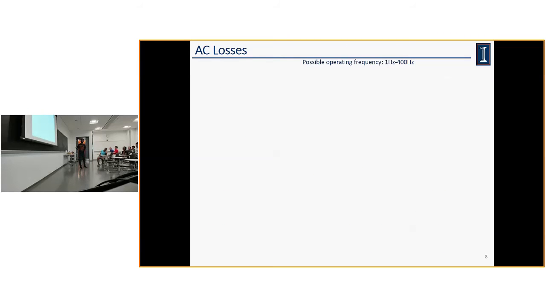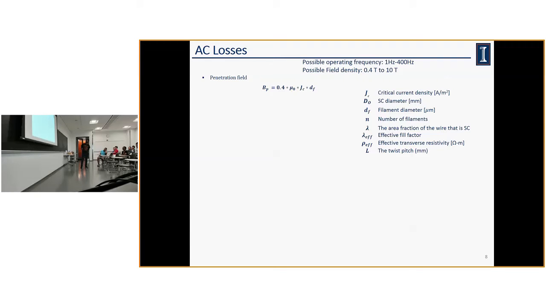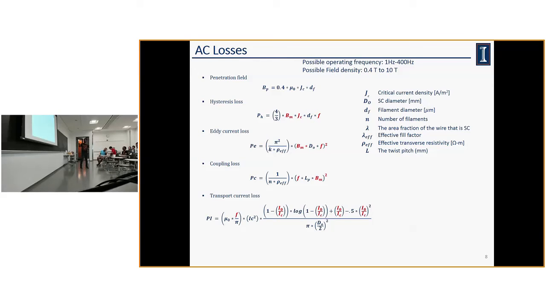Then we have the AC losses. The AC losses are similar to the hysteresis losses we see in the core, the same kind of losses. For example, there is the penetration field, which is the field at which it starts penetrating the superconductor. Then I have a couple of losses: hysteresis losses, eddy current losses, coupling losses and transport current losses. All these losses only come when we have alternating current and alternating field. If it is a DC current and DC field, there are no losses.